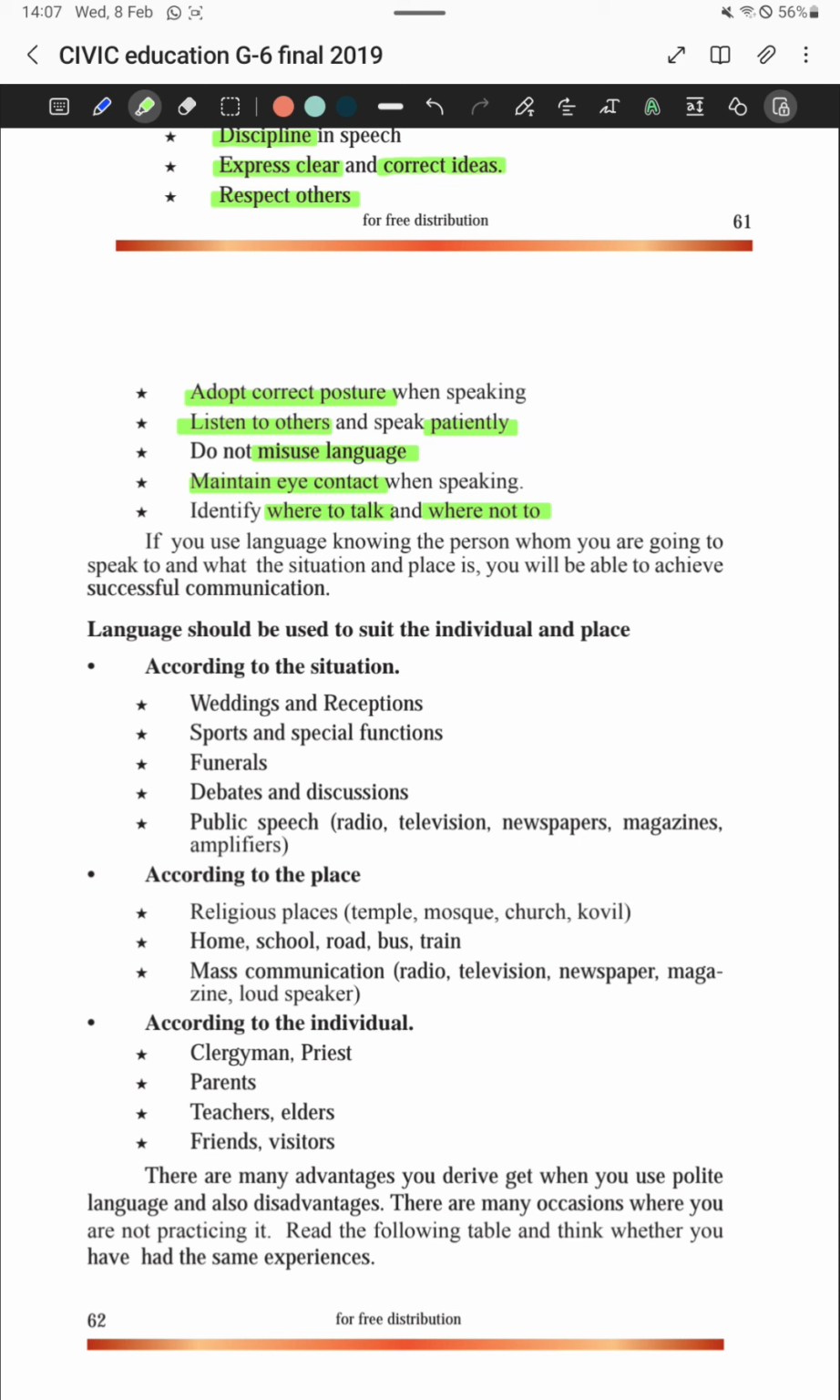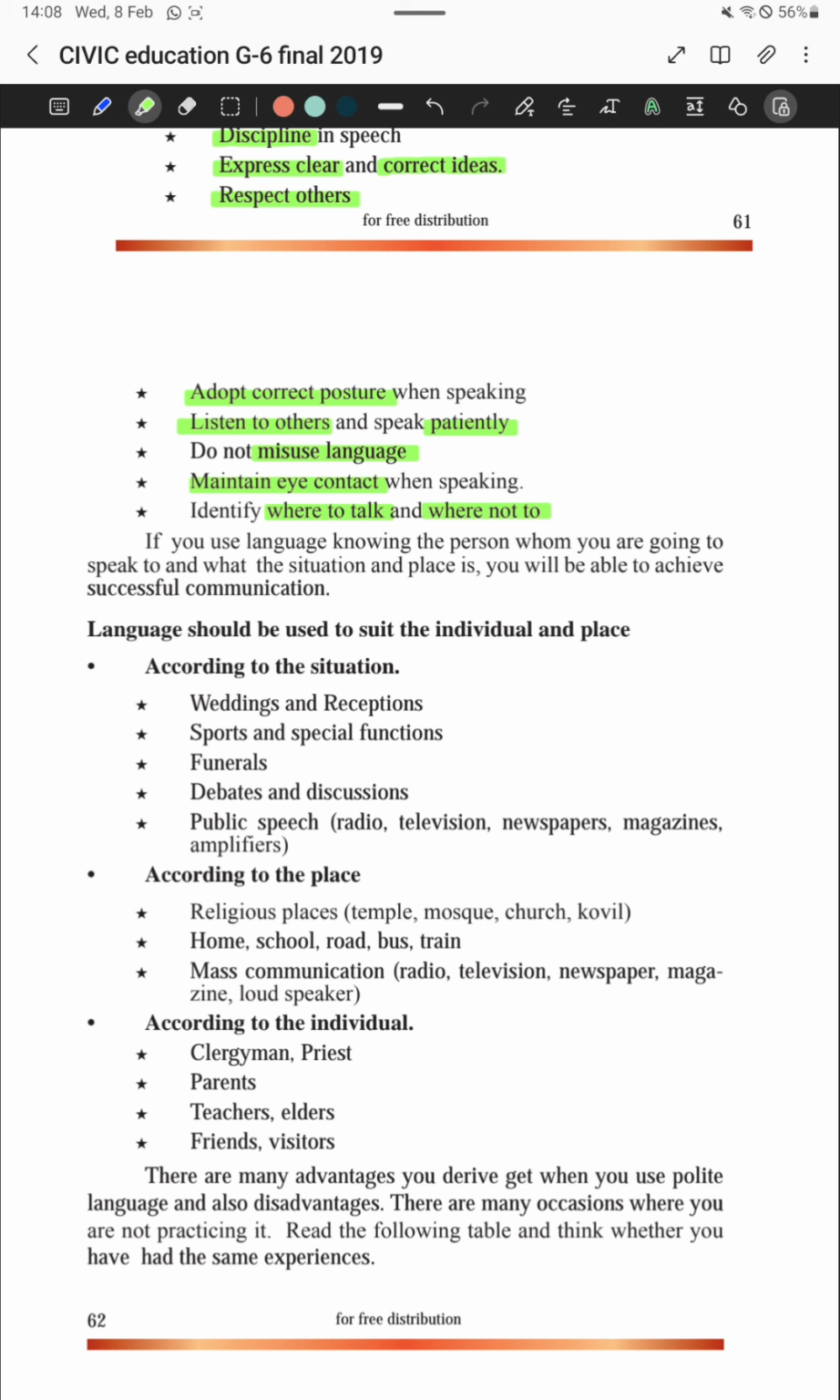So likewise, for example, you can see many people go to a funeral and they're laughing and chatting. Is it a way to be there? No. If you are at a funeral, you have to be respectful and also be very silent, because something very sad has happened, right?